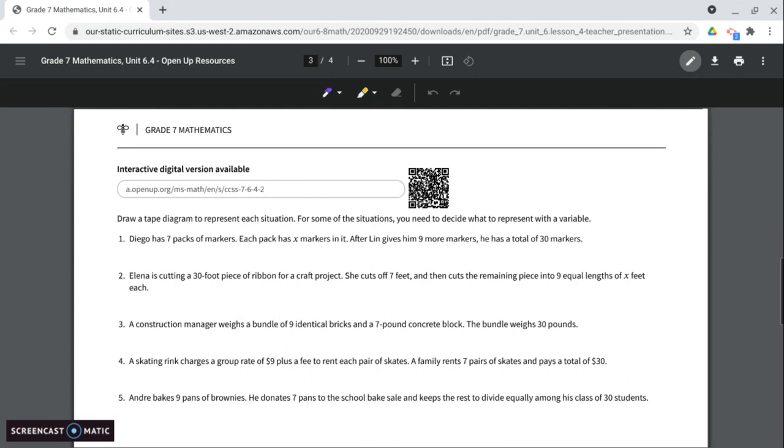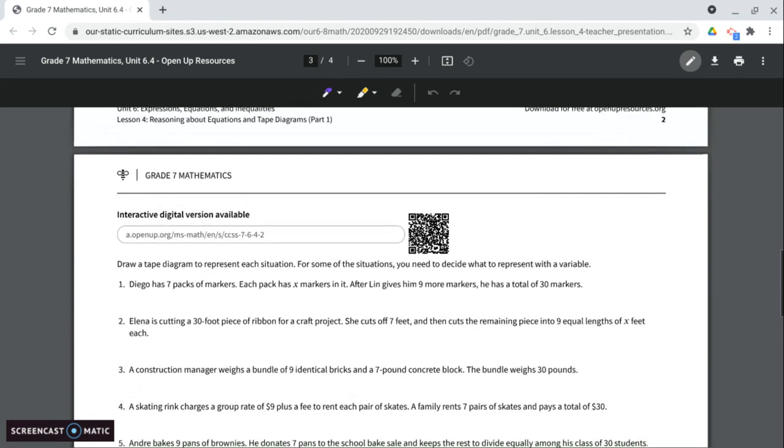So we want to make our tape diagram. I'm going to do it up here so I have plenty of space. We know he's got 30 total, the amount that he has. We know Lynn gave him 9, and then he had 7 packs of markers with x in each. So 1, 2, 3, 4, 5, 6, 7. So there is our tape diagram.